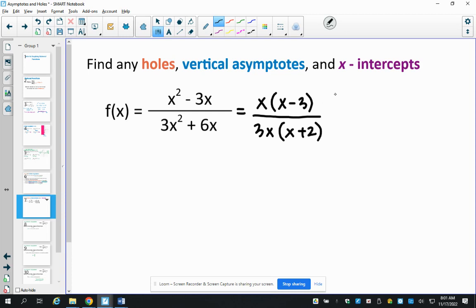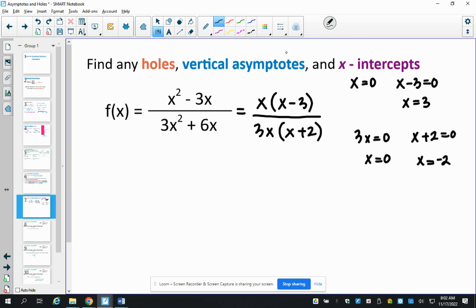So now we're going to find the zeros of both the top and bottom, so where they equal 0. So that means that each factor is going to equal 0. So x equals 0 and x minus 3 equals 0 for the top. So we'll add 3 to both sides. So there's my 2 zeros for the top. Then we'll do the same thing on the bottom. So 3x equals 0 and x plus 2 equals 0. Divide by 3 and you get x equals 0. Subtract 2 and you get x equals negative 2.